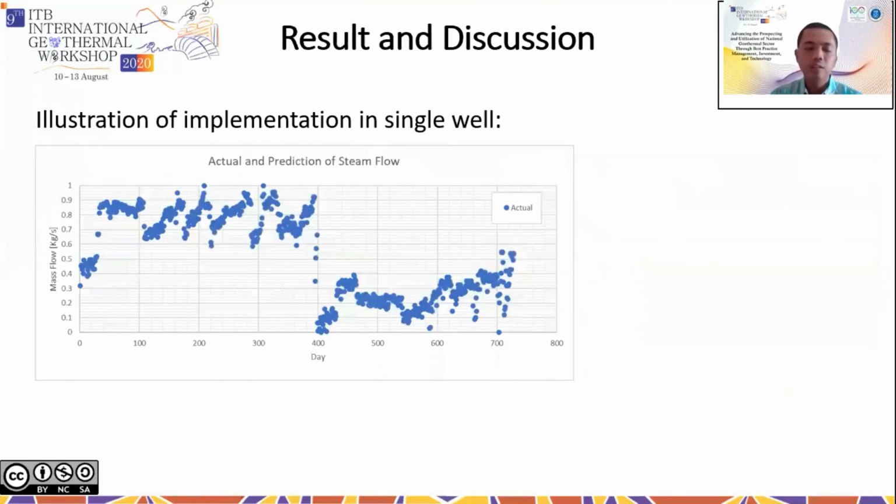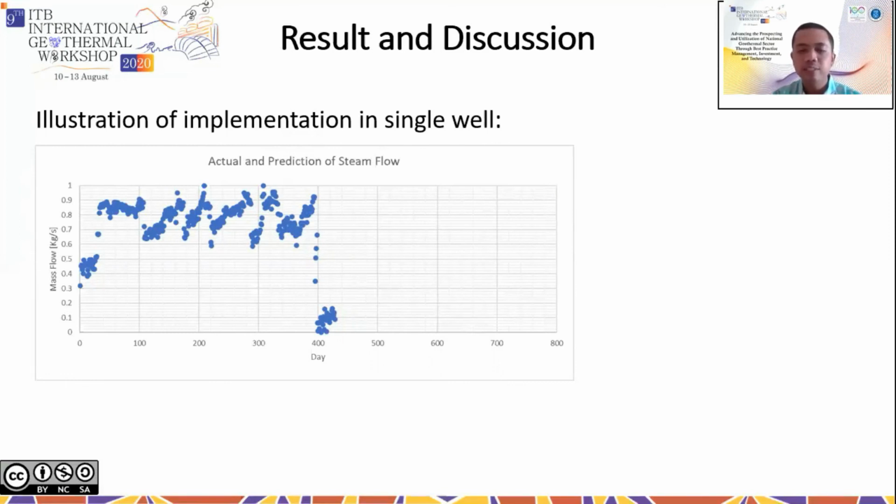This is the illustration of a simple implementation in a single well. We have production data, in this case mass flow, that we have to predict. In 700 days we have the actual data, and then we delete about 40% of the last 700 data, and then we use the remaining data to train the artificial intelligence. After we train, we simulate.